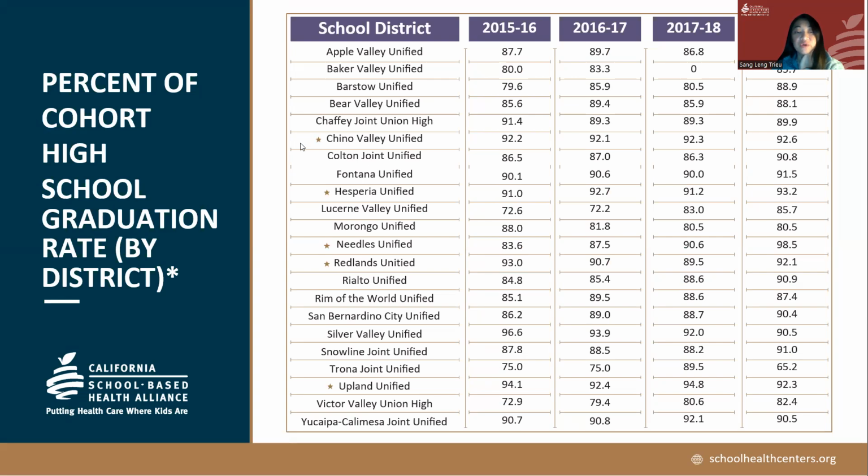There are a few districts that are marked by stars, and those are districts that are doing really well and above the state average. They include Yucaipa-Calimesa, Hesperia, Needles, Redlands, and Upland Unified.